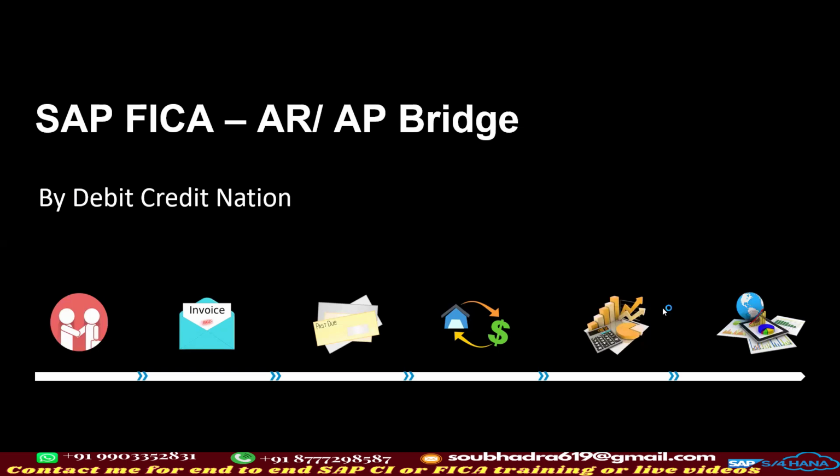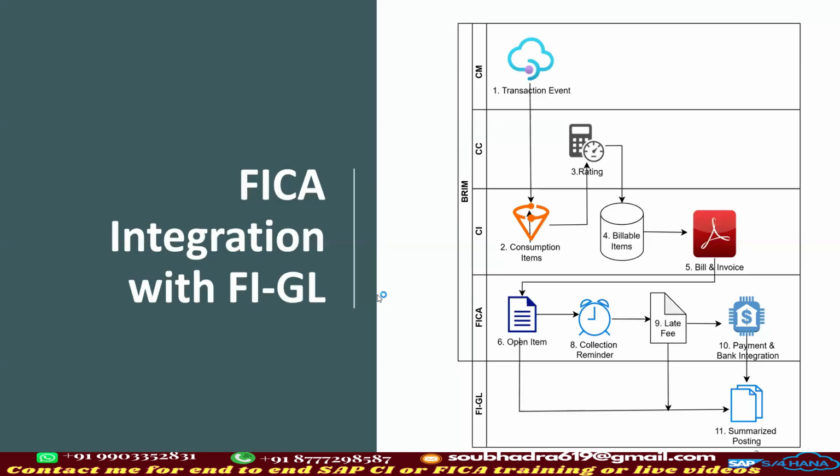So first we'll see how the system works as is, that is, when we have the traditional FICA and GL integration, how the system behaves. This is how the system behaves when we have the traditional integration with FIGL. In a BRIM landscape, initially the transactions happen in a portal, and from convergent mediation, the transactions are sent to convergent invoicing. That is called consumption items or seats. The seats are sent by CM to the convergent invoicing system. From there, rating happens, we perform rating. During the rating, the logic from CC is called, where the calculation happens.